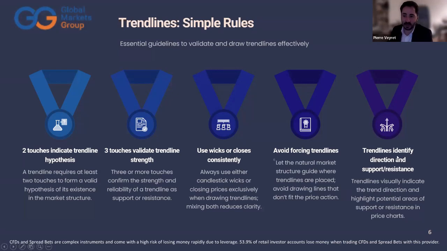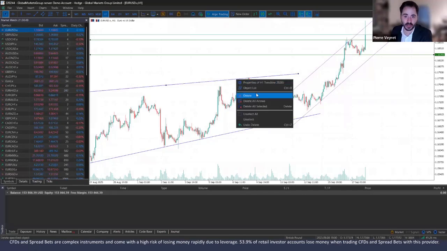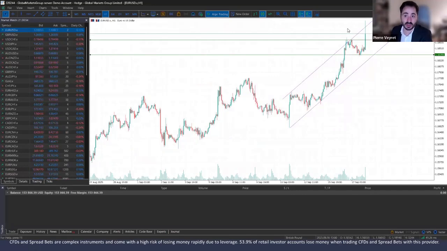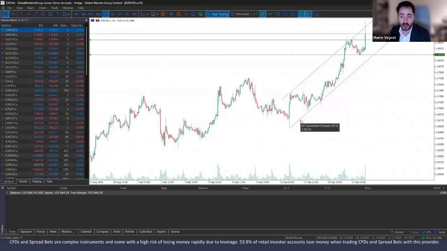And last but not least, trend lines identify a direction and support and resistance. You see, we have this bullish channel. Let me remove those actually. We have this short-term bullish channel. These are dynamic supports and resistances as well. If the market breaks this first horizontal green line, it's okay. I mean, there's another support right there. If it breaks it, it can always go back to the lower bound of the bullish channel.